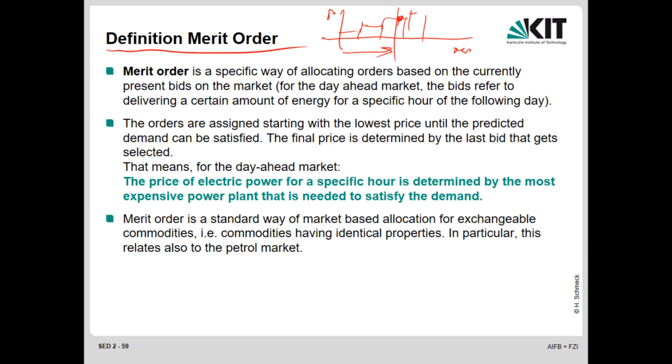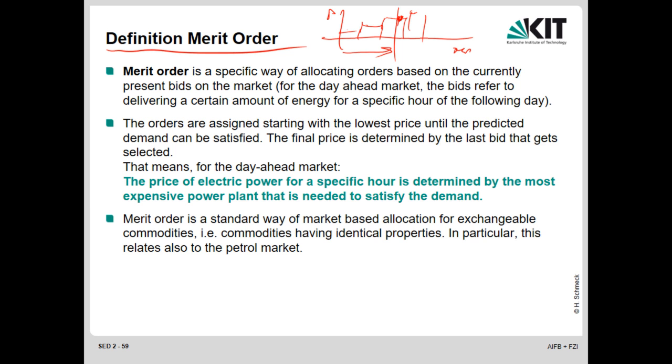There are different values for that. So this more or less is stated here. So the bids refer in this case of the energy markets to a certain amount of energy, for example, for a specific hour of the following day on the day ahead market. And then the orders are assigned, starting with the lowest price until the predicted demand can be satisfied. This is the decision who actually gets into the pool.